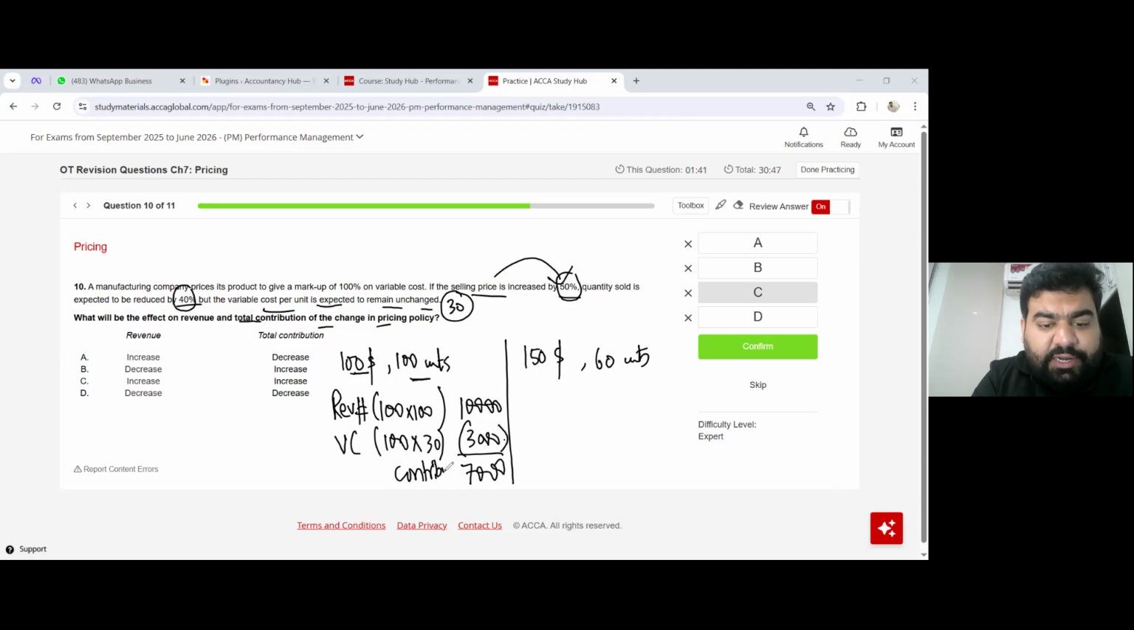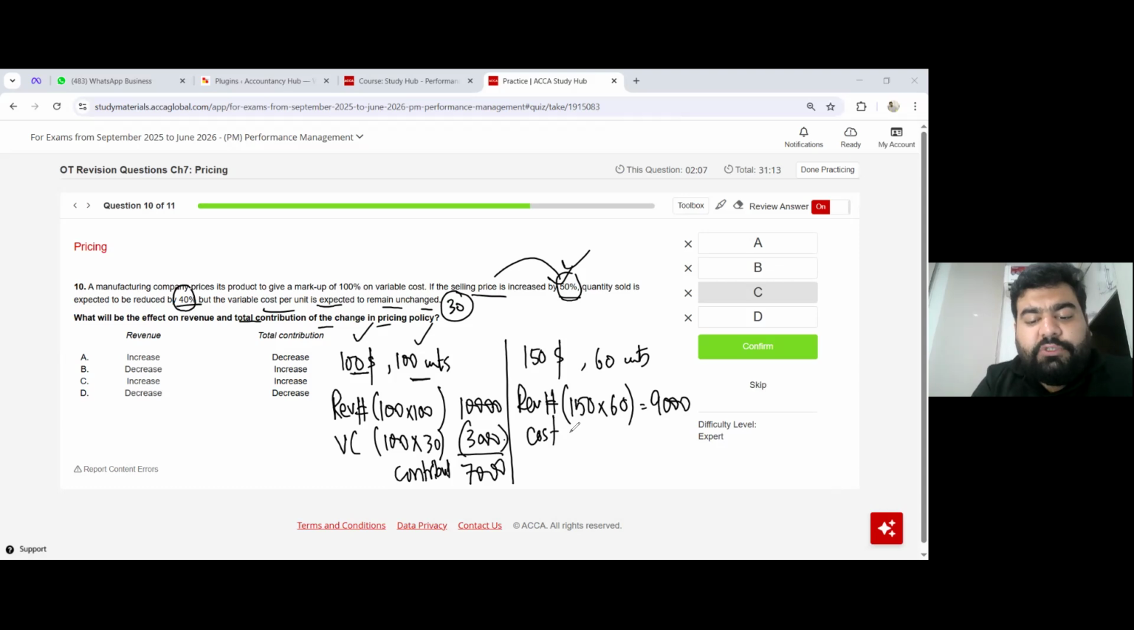In this scenario, when we have considered 100 selling price, 100 units, and variable cost is 30, contribution is 7,000. Now let's calculate with a new concept where we have applied these rules: increasing the selling price by 50% and decreasing the demand by 60%. So revenue in this scenario will be, revenue is 150 but demand will be 60, so it will be 9,000.